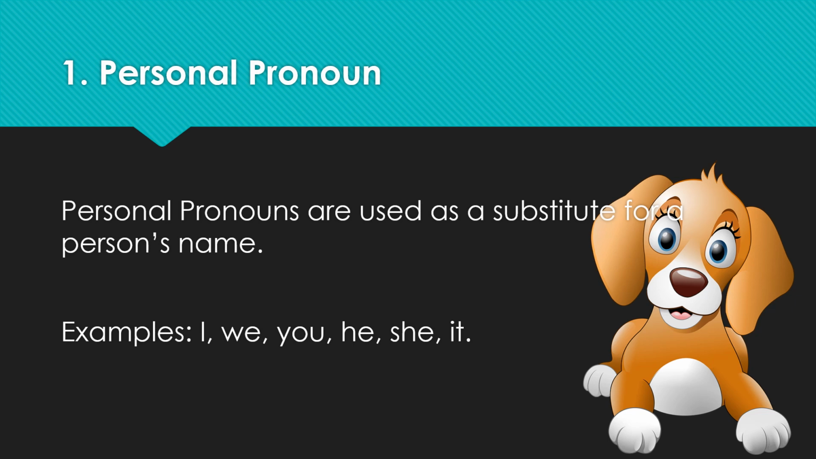Now see, I: in place of taking my name again and again, going on saying Sapna, Sapna, Sapna, I will use I for myself. Then next comes we. We is the plural. When more than one person is there, we use we. You is for the person to whom we are speaking. Then he is for the name of a male. That means if the masculine gender is there, we will use he. If any female is there, we will use she. And if any non-living thing or any animal or any bird is there, then we will use it.